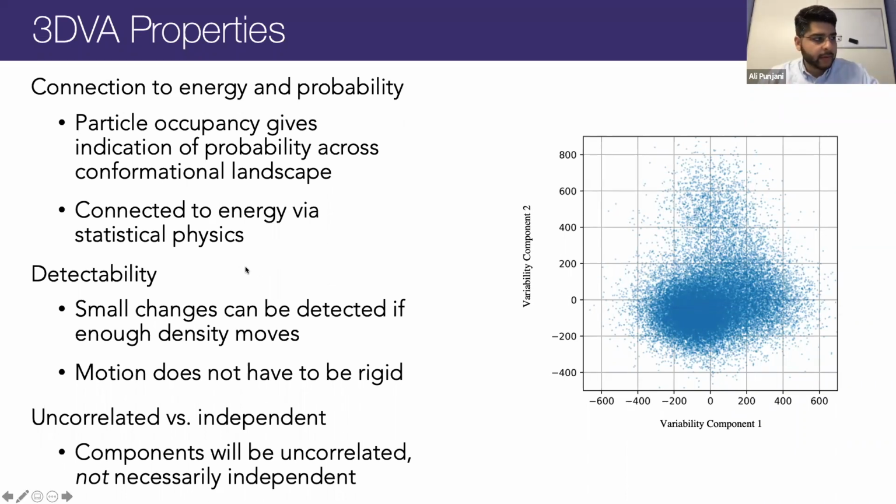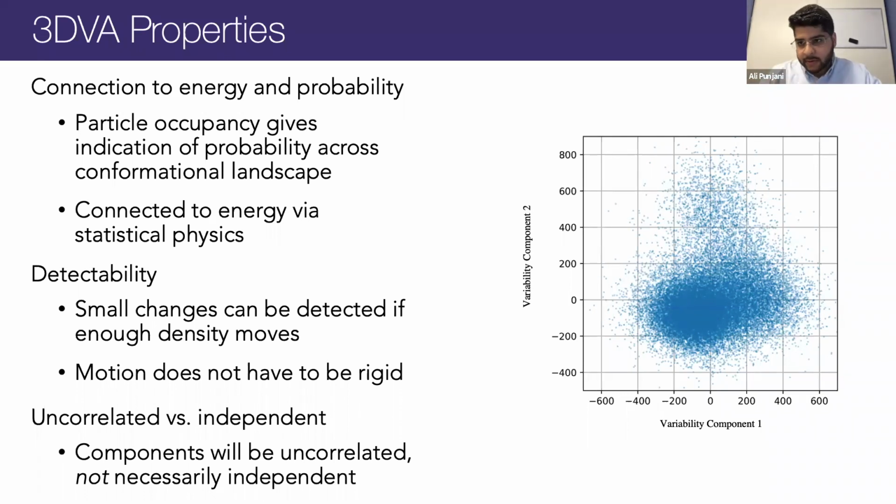Detectability is another important property. It turns out that with 3D variability analysis, and we'll see this in a couple of results, small changes can be detected, much smaller changes than you would expect from, for example, the rule of thumb that proteins below 100 kilodaltons or subunits below 150 kilodaltons, if you're doing a local refinement and so on, can't be aligned.